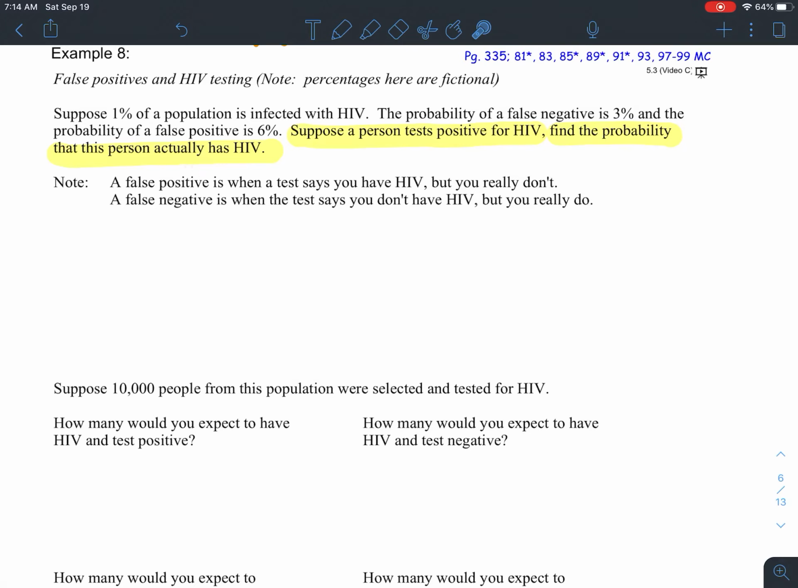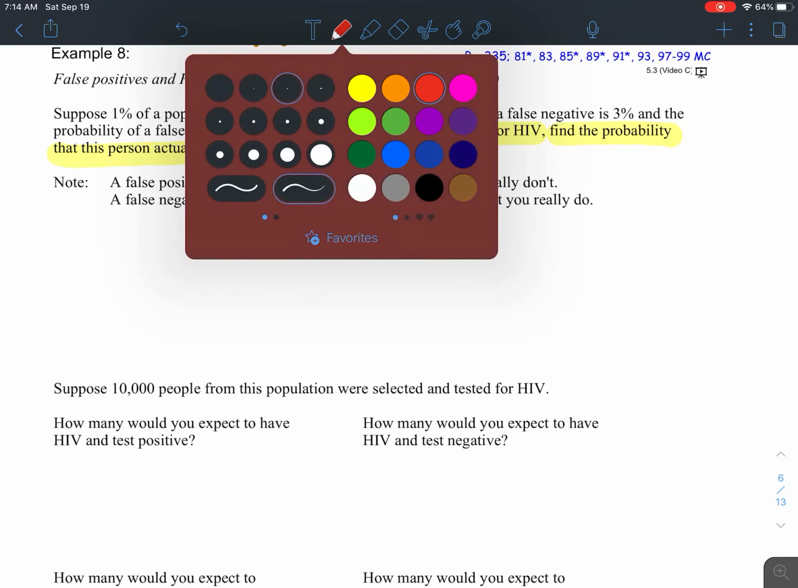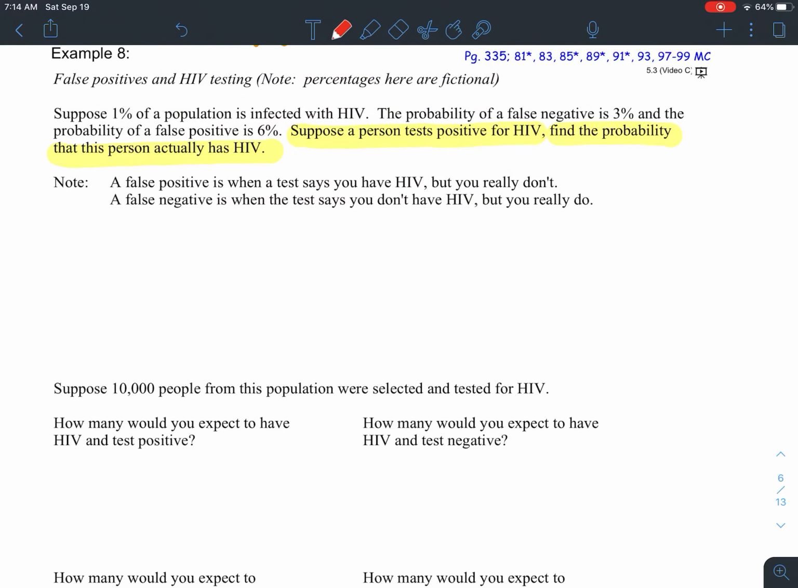Okay, so this feels like a conditional probability because we're saying given that they tested positive, what was the probability that they actually had HIV? So let's start with trying to see if we can construct a tree diagram here. Just as reference, a false positive is when a test says that you have HIV, but you actually don't. And a false negative is when the test says you don't have HIV, but you actually do.